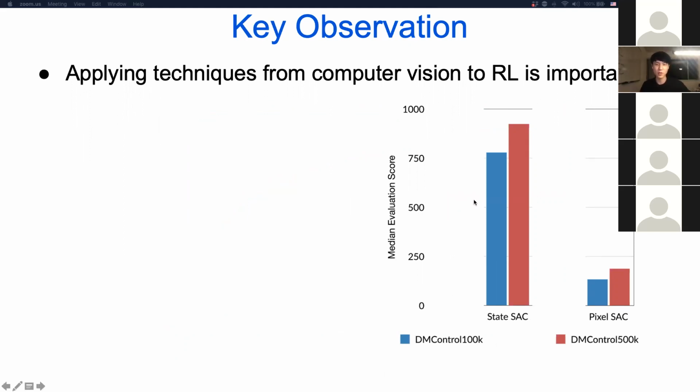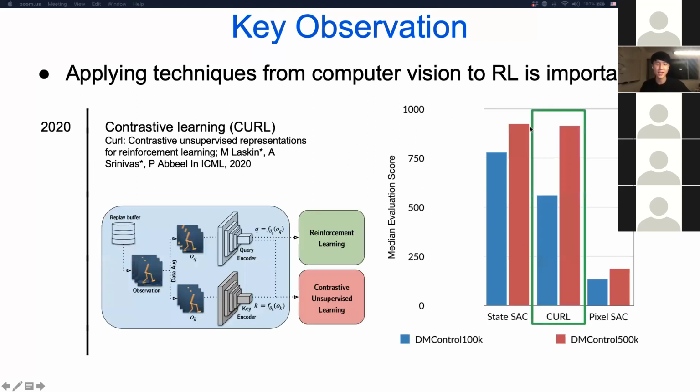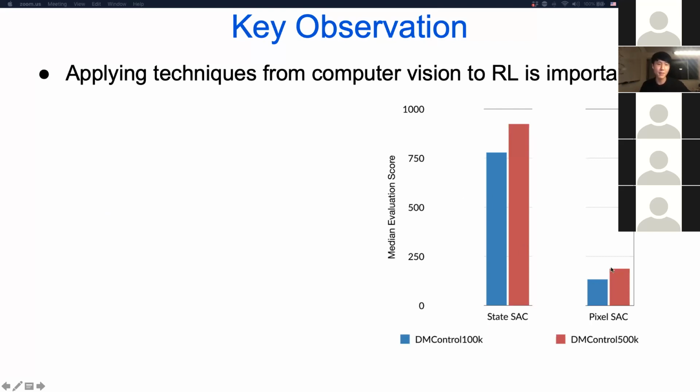This graph shows the median evaluation score across six locomotion tasks at 100K time steps, which corresponds to the blue bar here, and 500K time steps, which corresponds to the red bar here. And as you can see, the pixel-based actor-critic is really inefficient compared to the state-based actor-critic.